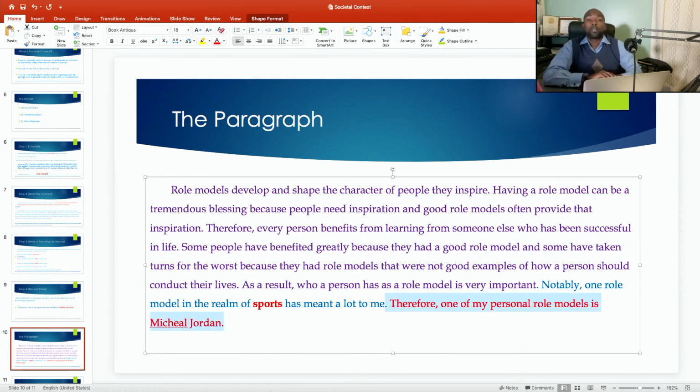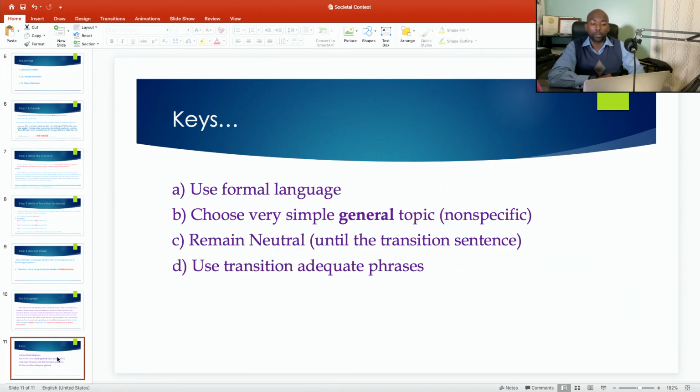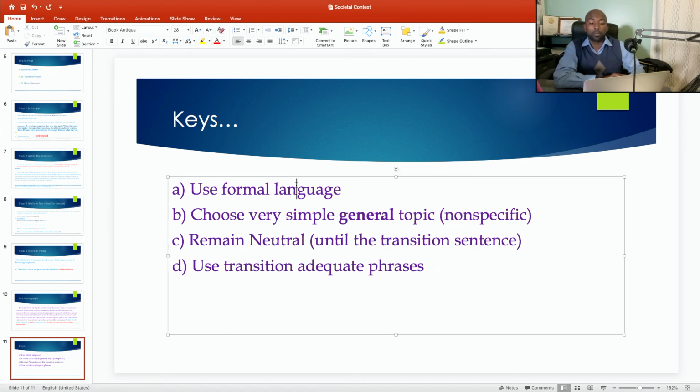So notice how we simply and neutrally explain the relevance of role models and then transition towards our own specific choice. And that's what societal context does as a good formal introduction style. Okay? Hopefully that's pretty clear. So just a few keys things to remember. You want to make sure you use formal language because this is a good formal introduction style, of course. So proper language and academic diction, word choice for this particular introduction, definitely. All right, and you're likely going to use it throughout the whole essay anyway.